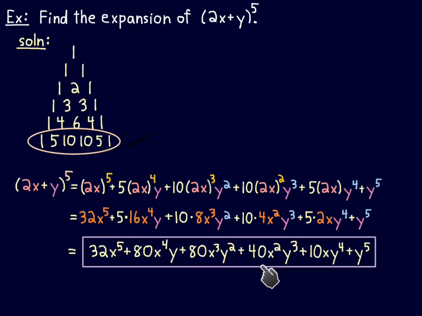Okay? So that's the expansion, that's the answer. That's what they want, all the way down to there. Okay, so that's much easier than taking 2x plus y times itself 5 times. As complicated as this might have seemed, that would have been much harder. Okay, finally, let's do the next one in a second.